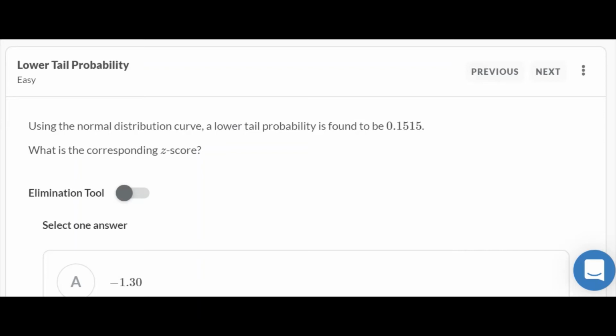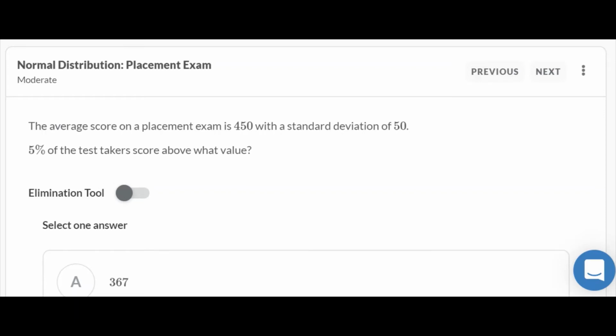We love some normal distribution problems because we can either use normal CDF or inverse norm here. In this case, they're giving us the probability, they're giving us the actual answer. So make sure you use inverse norm on this particular problem. It is the lower tail, so the probability is 0.1515, and you know that your mean is 0, and you know that your standard deviation is 1 because we're dealing with z-scores. So that's all I'm giving you on that one. Let's take a look at question number 5.